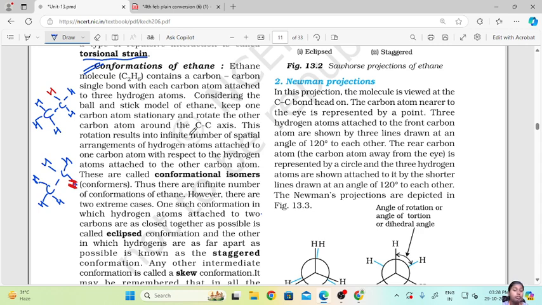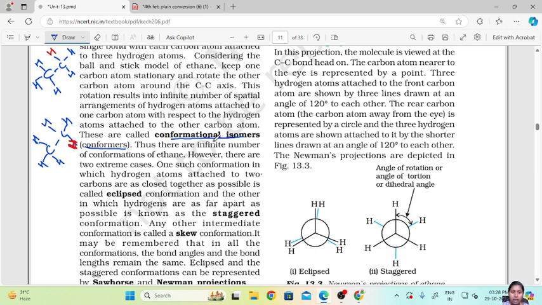Now this rotation results in infinite number of spatial arrangements of hydrogen. So you can rotate it in any way, and you can get many types of spatial arrangements with respect to the hydrogen atoms attached to the carbon atom. These are called conformational isomers or conformers. Thus there are infinite number of conformations of ethane. However, there are two extreme cases. One conformation in which hydrogen atoms attached to two carbons are as close together as possible is called eclipsed conformation, and the other in which hydrogens are as far apart as possible is known as staggered conformation.